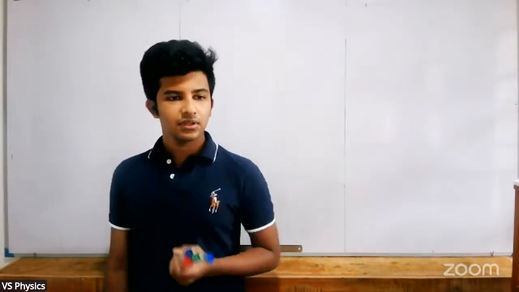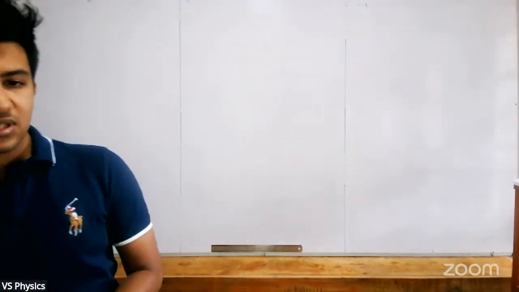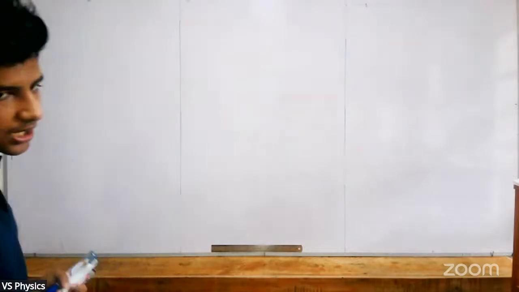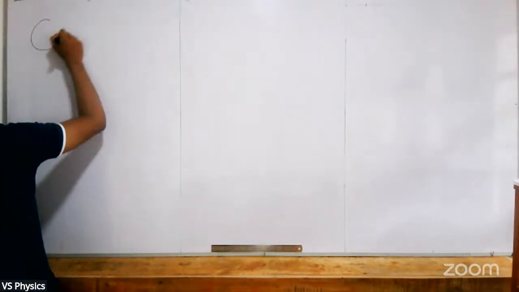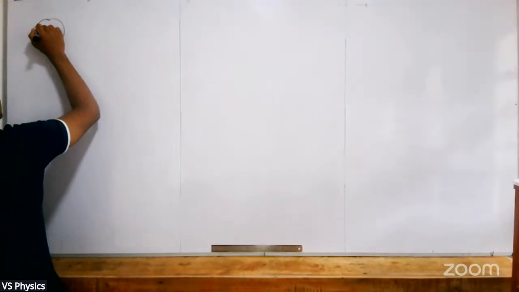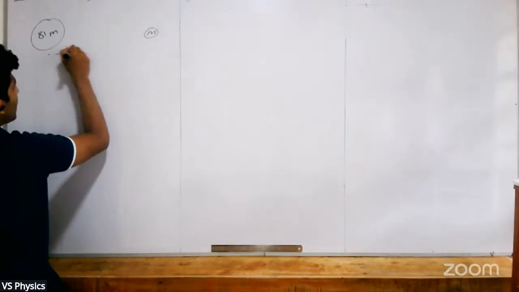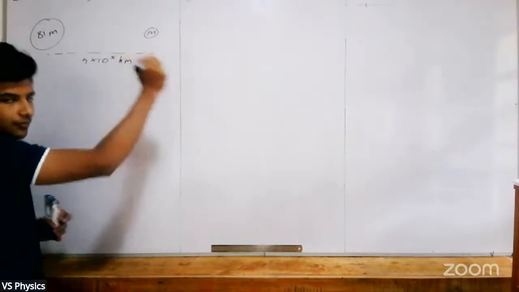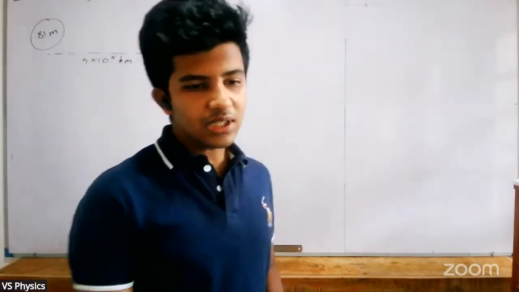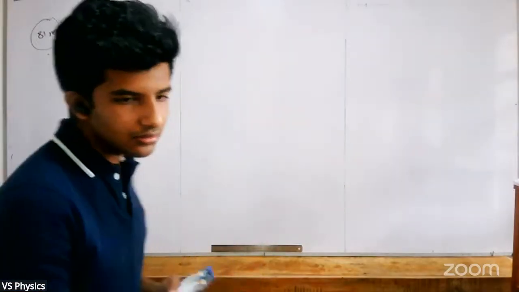Second question is 2 to 14. Mass of the Earth is 81 times the mass of the Moon. Distance between the center of gravity of the Earth and the Moon is 4 times 10 to the power 5 kilometers. Calculate the distance from the Earth's center of gravity where the resultant gravitational force becomes zero.